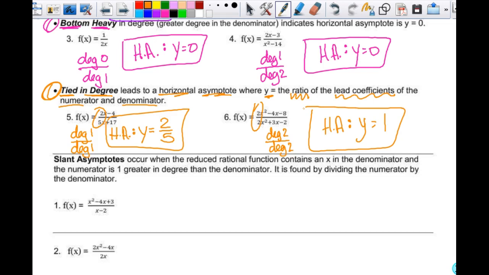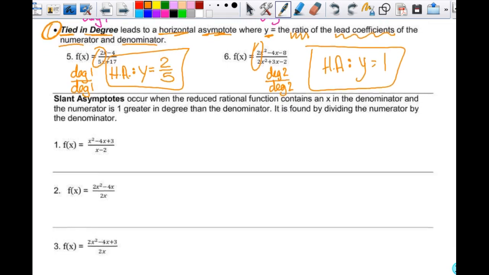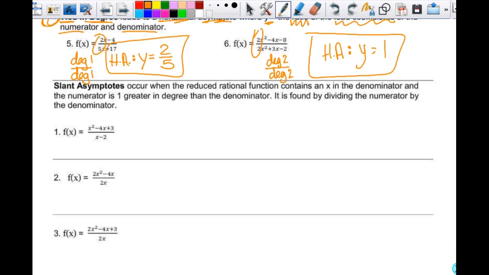Any questions at all? All right, so then we have our slant asymptotes. What's another word for slant asymptote? Oblique. Oh, not with 2 E's.